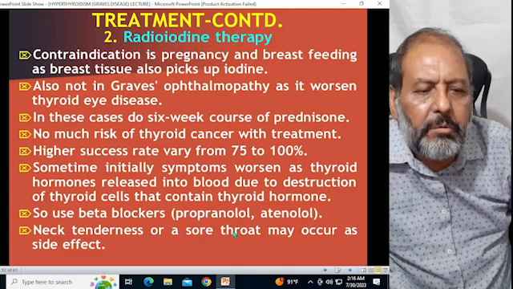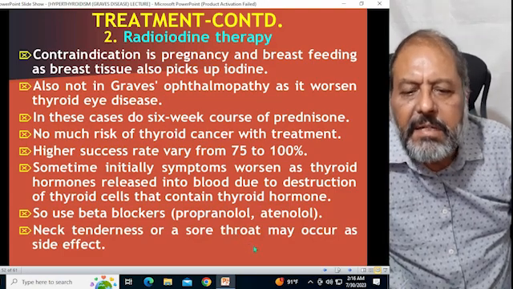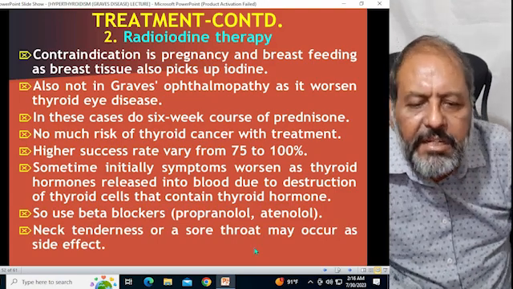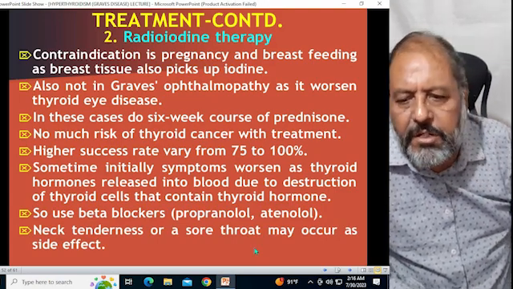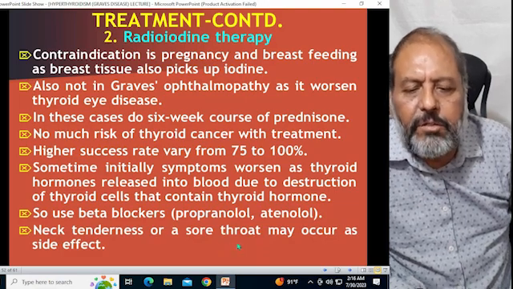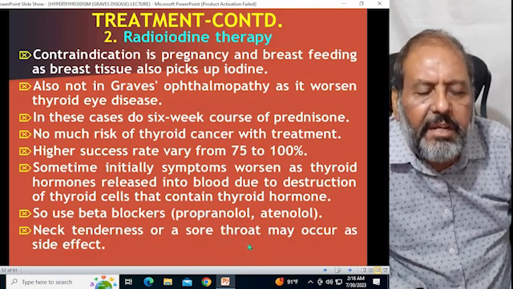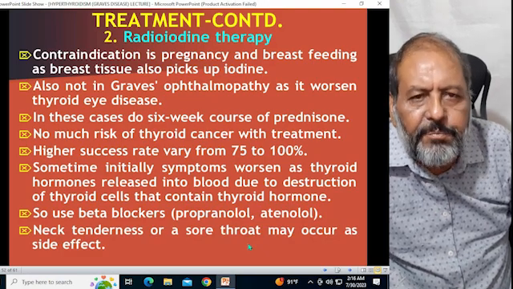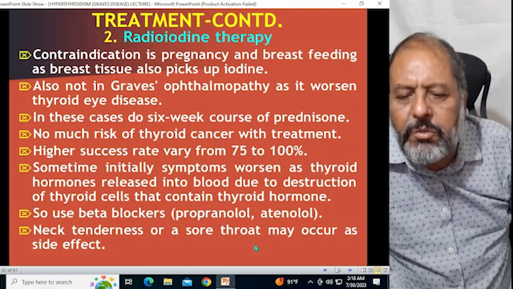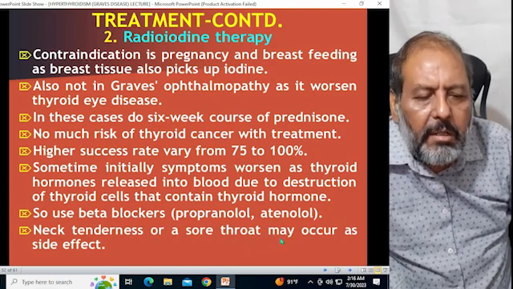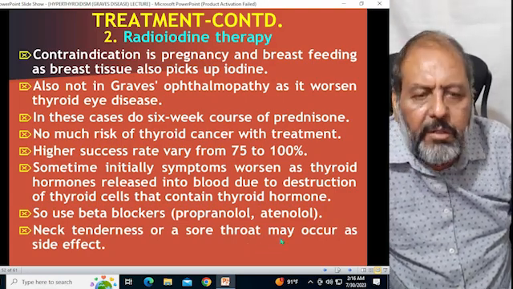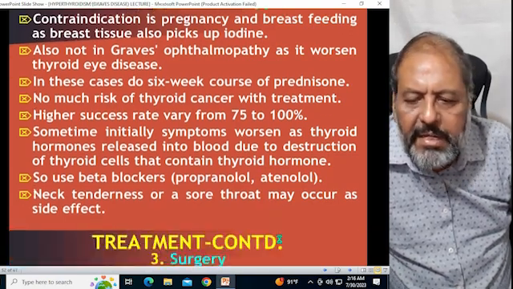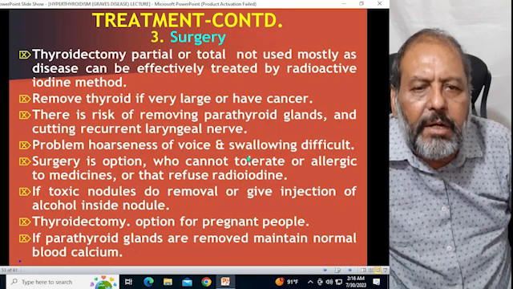from 75 to 100%. Sometimes the symptoms initially worsen as the thyroid hormone is released into the blood due to the destruction of the thyroid cells by the radioactive iodine. These cells contain thyroid hormone, so it is released into the blood and worsens the symptoms initially. So use a beta blocker, propranolol, atenolol, and others for this kind of crisis. Neck tenderness or a sore throat may occur as a side effect of radioiodine therapy.